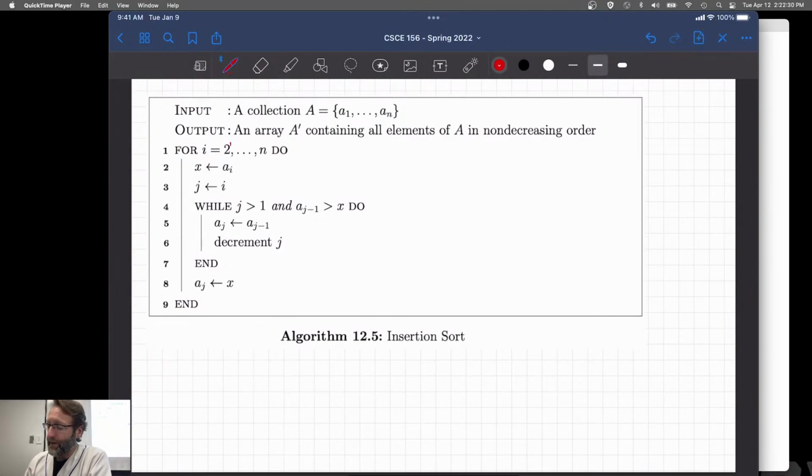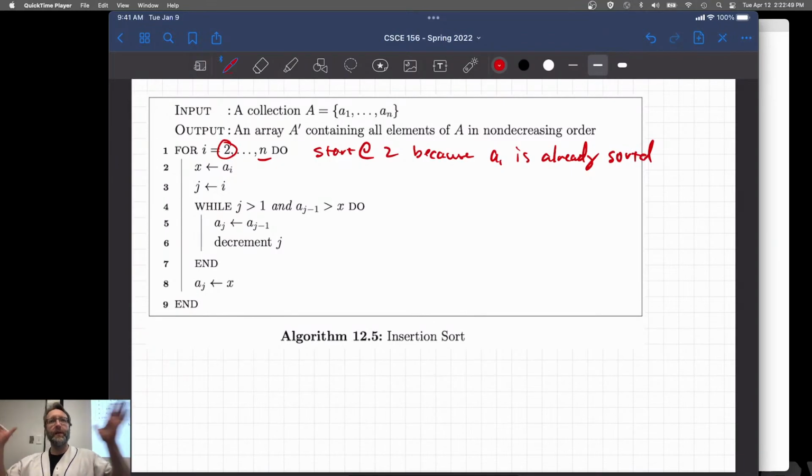Why am I starting at 2 here? Yep, because a sub I by itself is already sorted. I do go up to n in this case. Why? Because the last element, if I've sorted the first n minus 1 of them, I still need to make sure that this is inserted in the proper location.